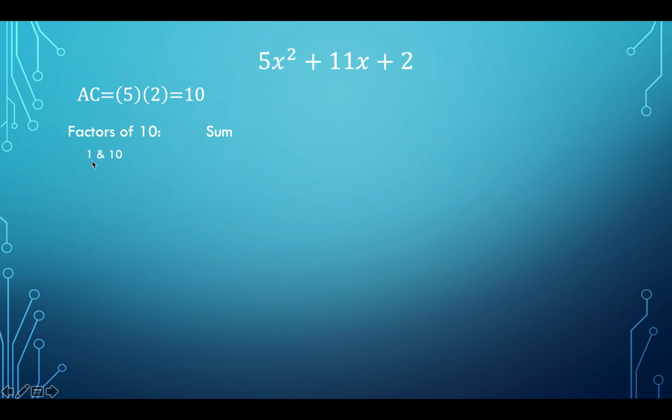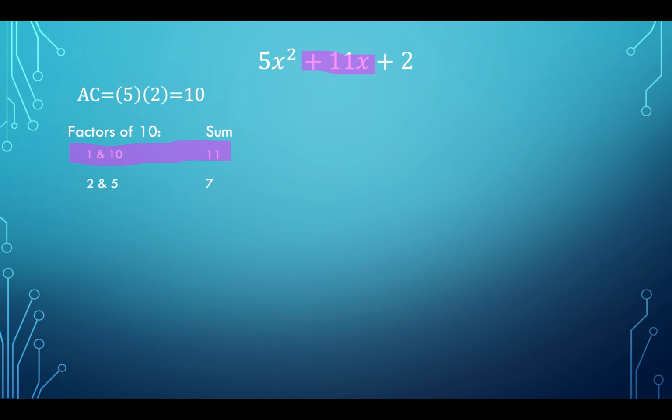So our factors of 10. How do we get 10? We can multiply 1 times 10. The sum of 1 plus 10 is 11. What else is a factor? 2 and 5. What's the sum of 2 and 5? 7. So we could stop there. What were we looking for? We were looking for a sum of 11. So we found it using factors 1 and 10.